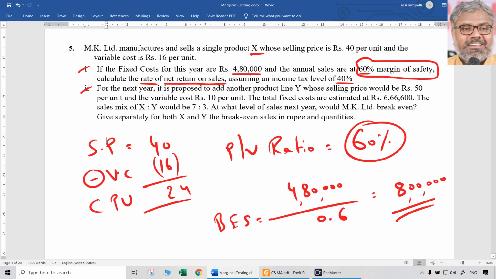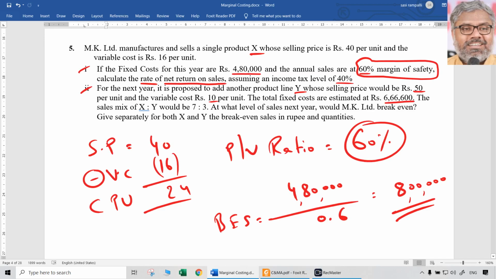But now they are going to add one more product Y in their product portfolio, whose selling price would be 50 rupees per unit and variable cost will be 10 rupees per unit. So we know the selling price and variable cost per unit of product Y. Total fixed costs are estimated at 6,66,000. By the way, fixed costs are not mentioned for each product. Total means for the entire factory, the entire company MK Limited, fixed costs are 6,66,000.